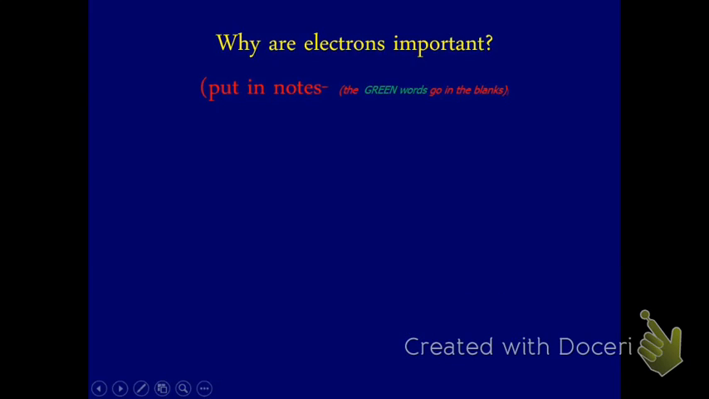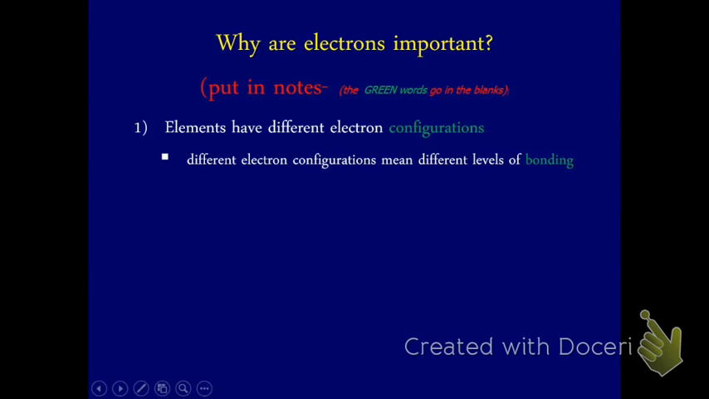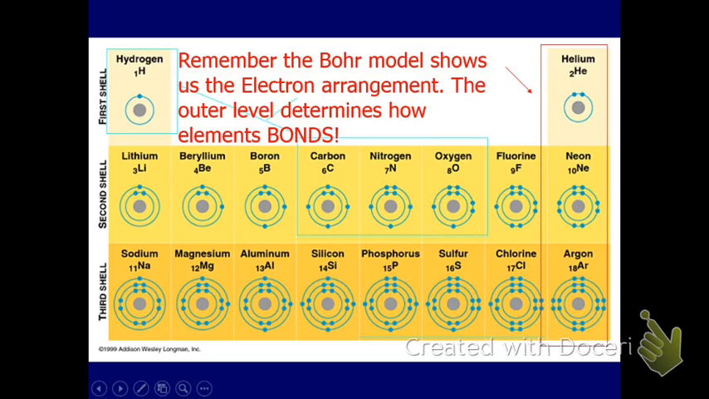Now, why are electrons so important? Well, they have different configurations. In different configurations, that just means how they can bond. And we drew these Bohr models yesterday. We practiced. You did the whole second row.